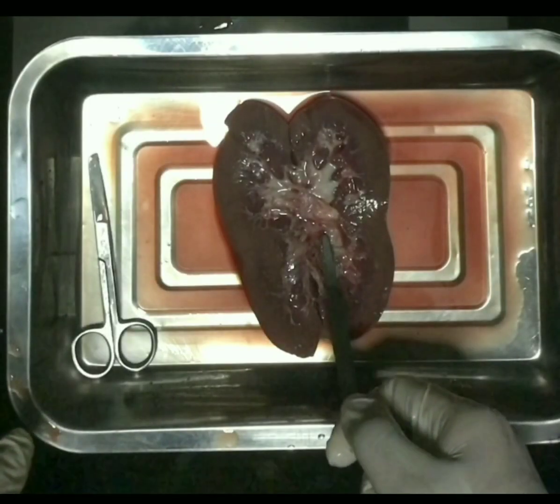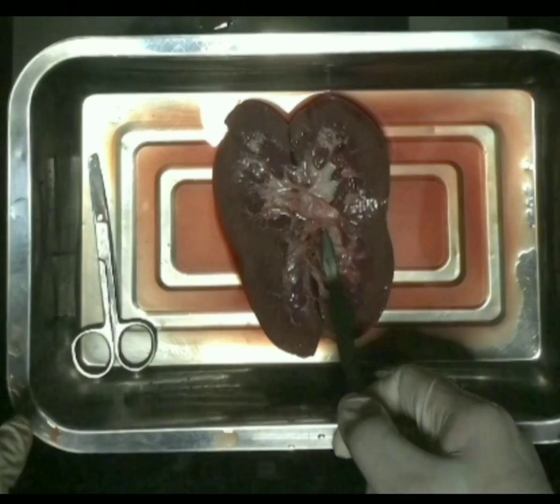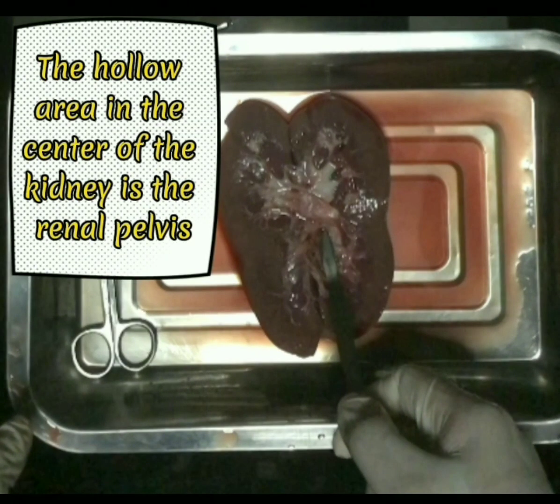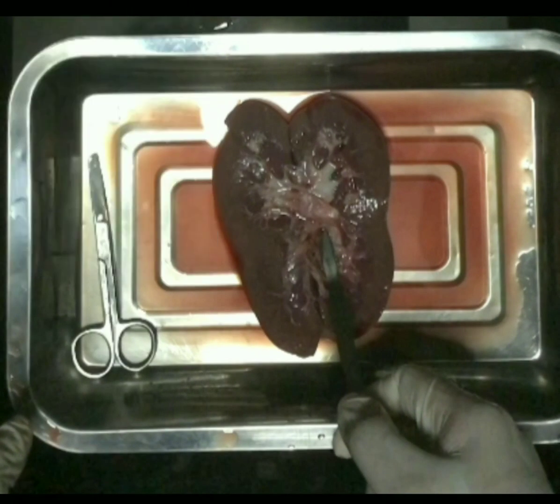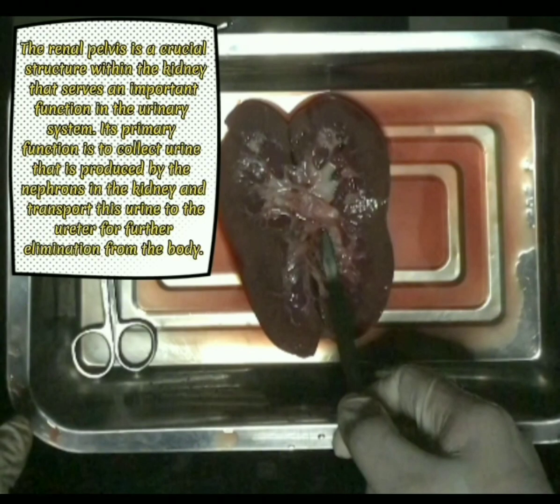This part now is what we call the renal pelvis. The hollow area in the center of the kidney is the renal pelvis. The primary function of the renal pelvis in the urinary system is that it collects urine that is produced by the nephrons in the kidney and transports this urine to the ureter for further elimination from the body.